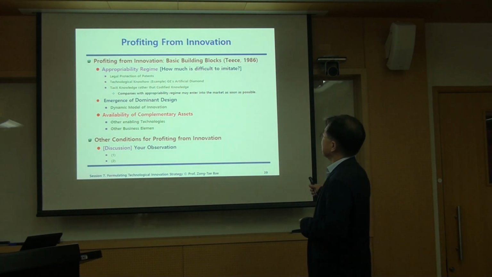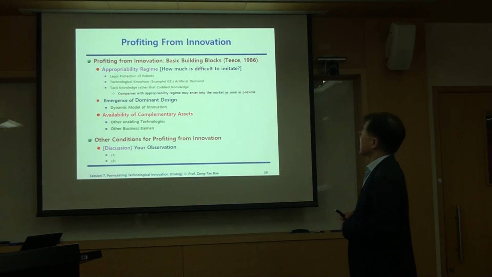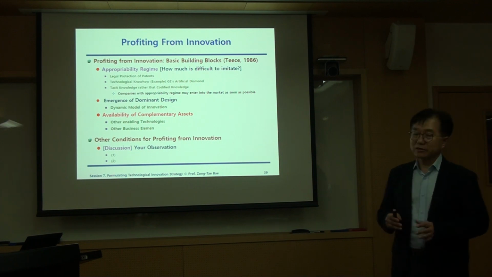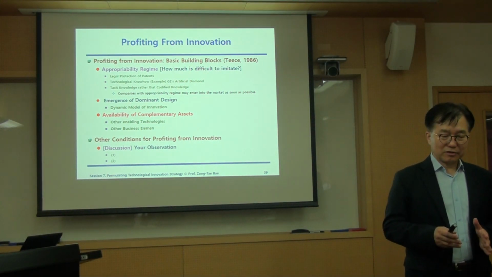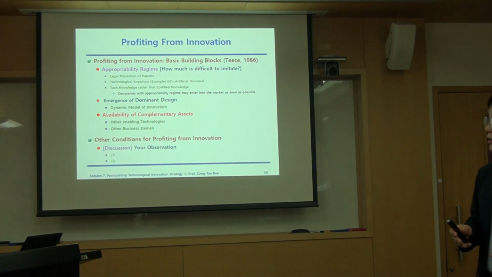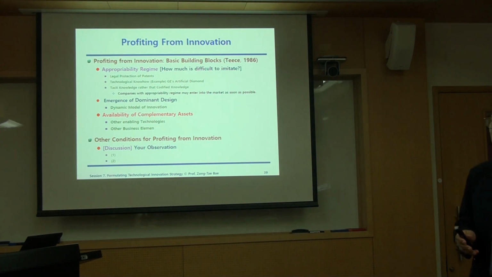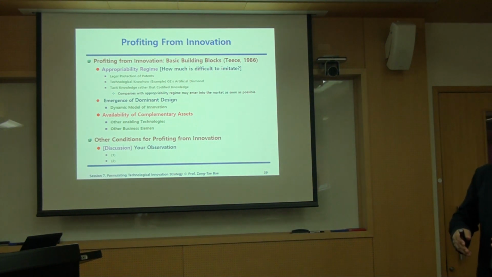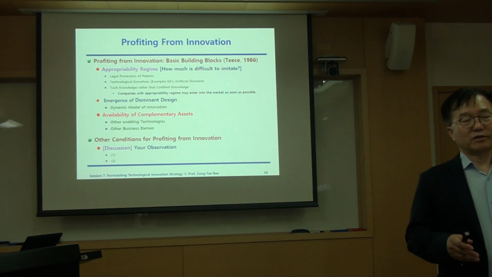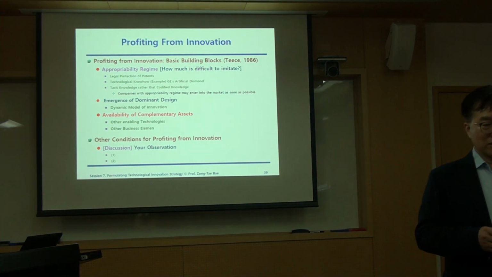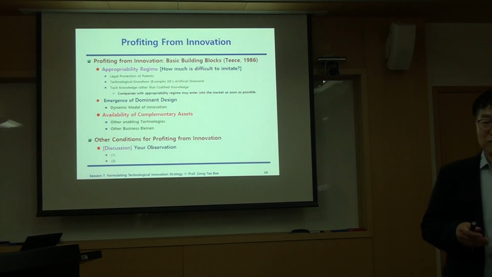So the famous Professor Teece wrote a paper on this one, how to profit from innovation. He suggested three conditions for profiting from innovation. The first one is appropriability regime. It means that your technology should be protected and differentiated. So if your technology is not protected, then it will be very difficult to make money.